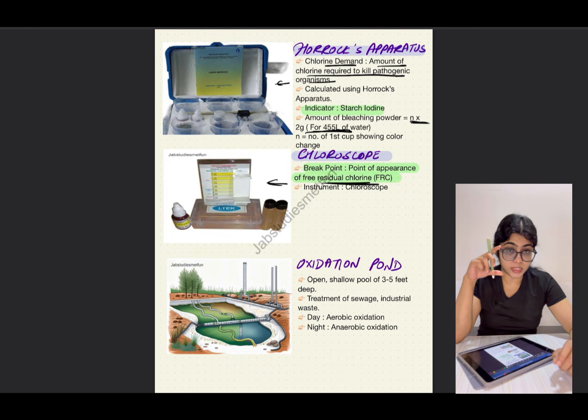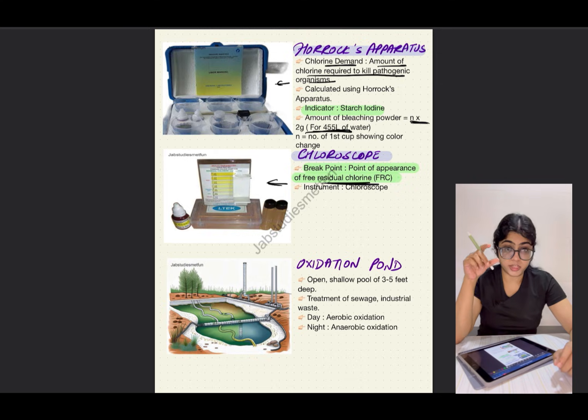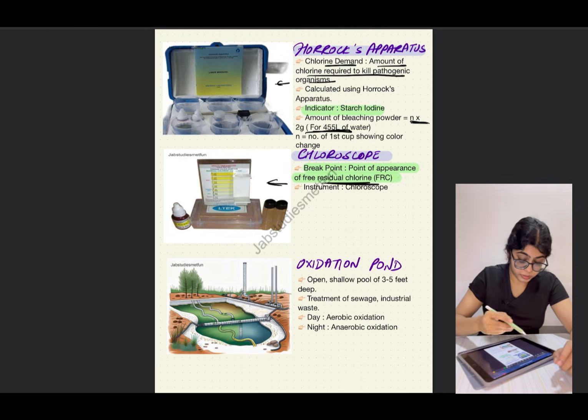apparatus there will be cups given, like the cups are of a certain measure, so you can remember it by looking at the apparatus that is provided. It has cups, then it's Horrocks apparatus, and if it has different kinds of gradations of color, of yellow color, then it is a chloroscope.